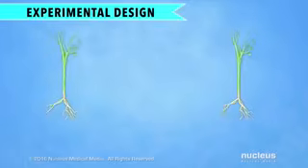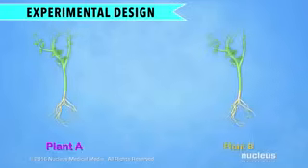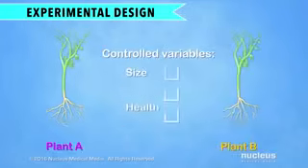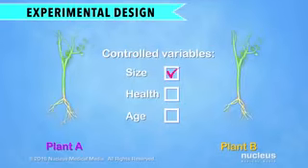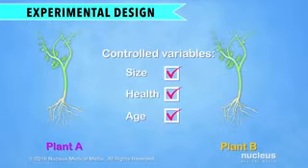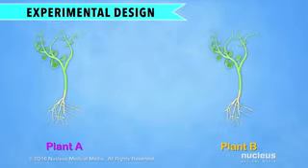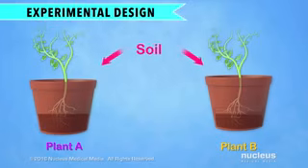First, you would get two plants of the same species. Let's call them plant A and plant B. Everything about the plants should be exactly the same, including their size, health, and age. Next, you would put each plant in identical pots with the same amount of the same kind of dirt or soil.